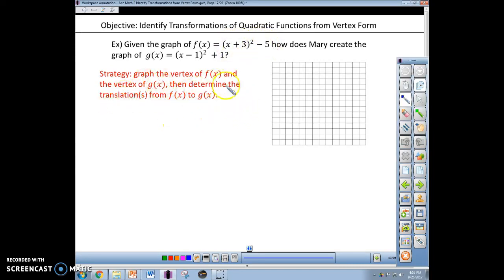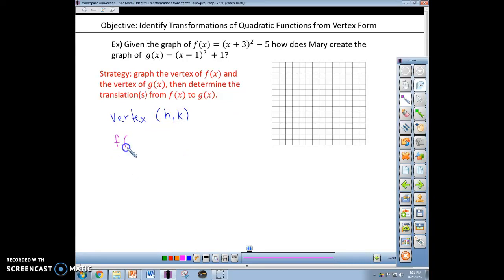So this is a strategy that we can use pretty easily. We would find and graph the vertex of the f of x function, find and graph the vertex of the g of x function, and then determine the translations necessary to move from f of x to g of x. So what we need to know is that, by definition, the vertex of each of these is the point h, k. So their h and k parameters are the vertex of each.